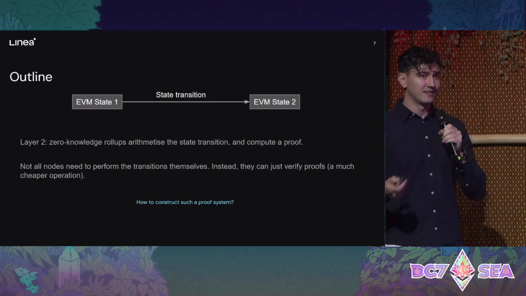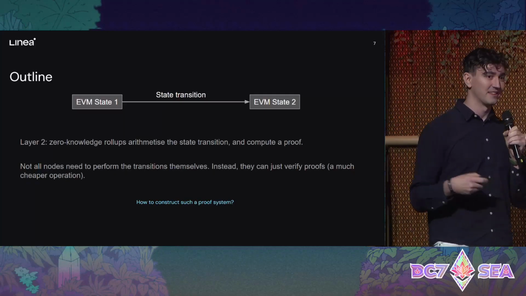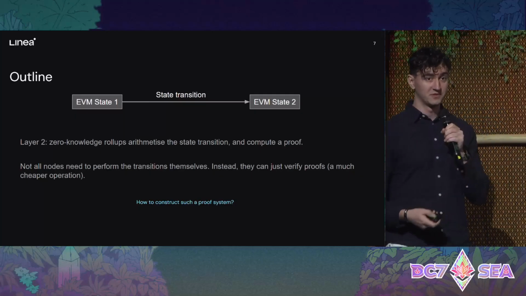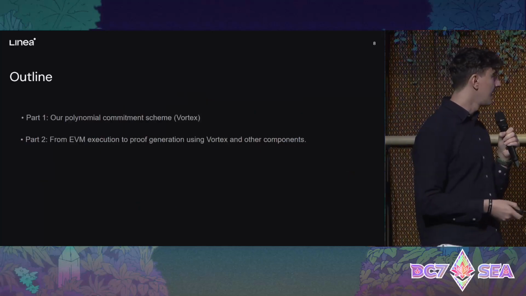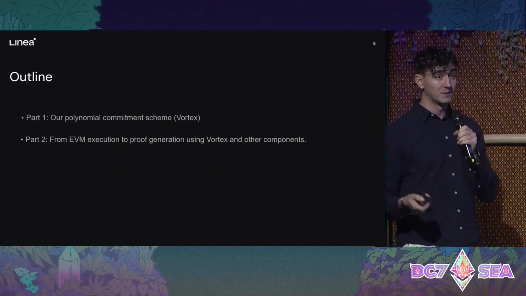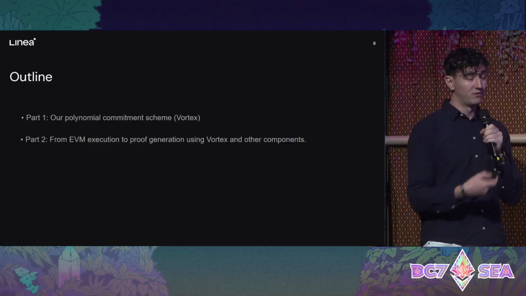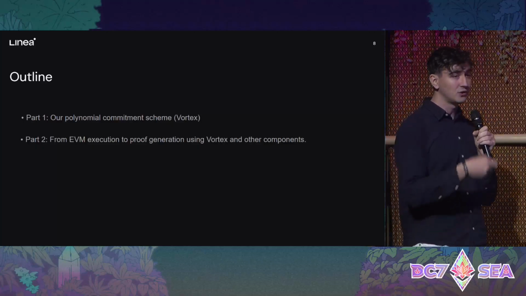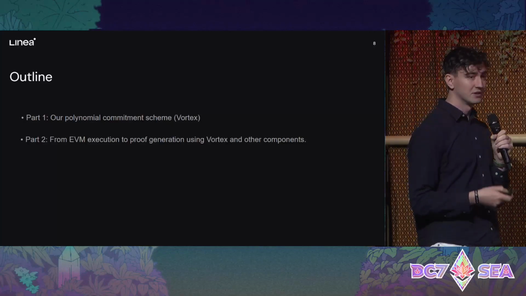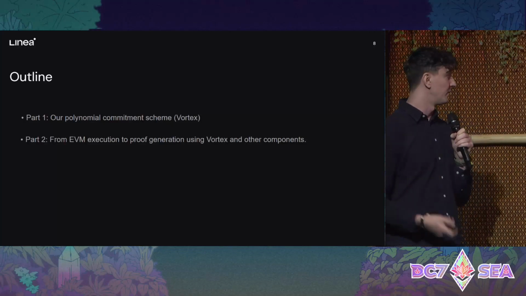And as I already prepared you, we're going to look into how to construct such a proof system. There will be two parts in our talk. The first part will be the polynomial commitment scheme, which we call Vortex. And the second part will be how to use this polynomial commitment scheme, some other machinery, in order to reason about the EVM execution.